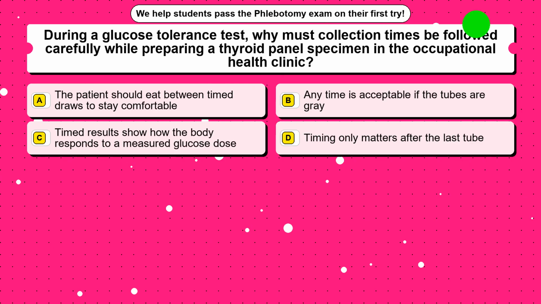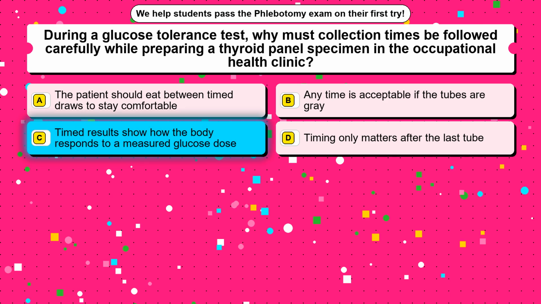Question 59. During a glucose tolerance test, why must collection times be followed carefully while preparing a thyroid panel specimen in the occupational health clinic? Option A. The patient should eat between timed draws to stay comfortable. Option B. Any time is acceptable if the tubes are gray. Option C. Timed results show how the body responds to a measured glucose dose. Option D. Timing only matters after the last tube.